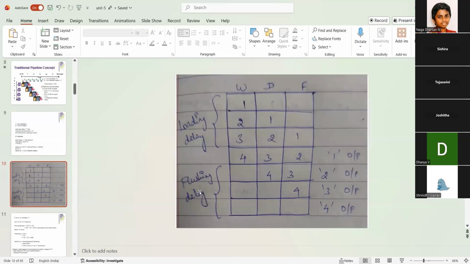Okay, so did you get the part of loading and flushing delay? Over here, we are actually loading it. It takes 3 cycles, 3 people.